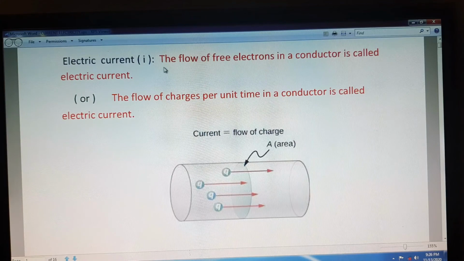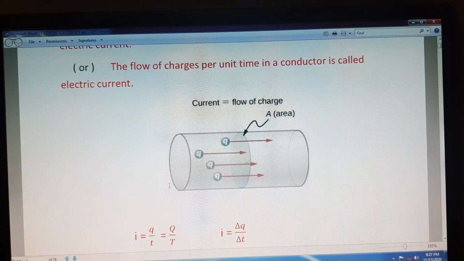So we have to define two types. First one, the flow of free electrons in a conductor or a material is called electric current, and the second one is the flow of charges per unit time. Charge per unit time in a conductor is also called electric current.